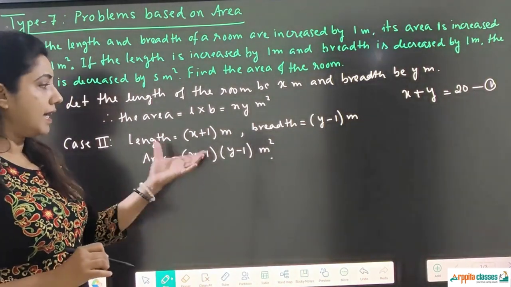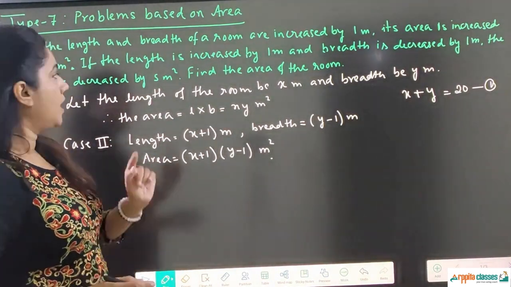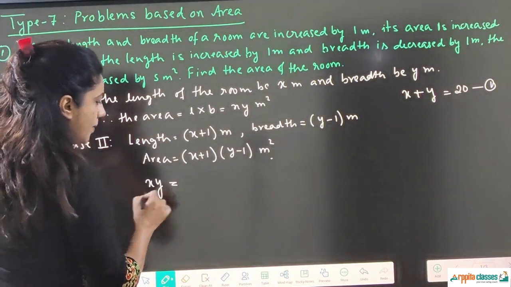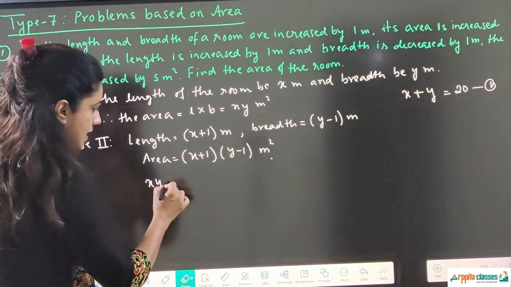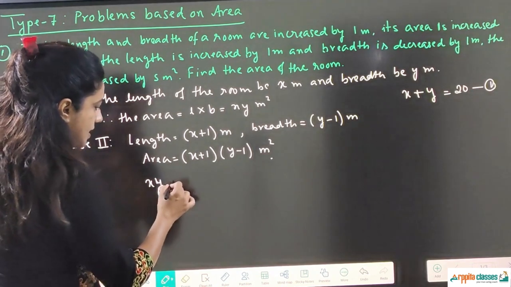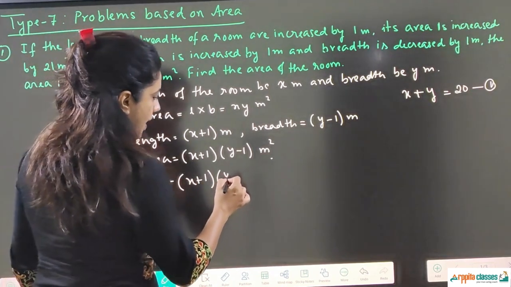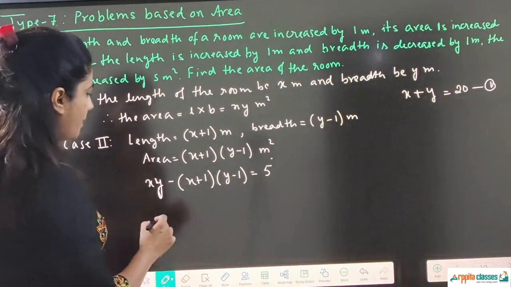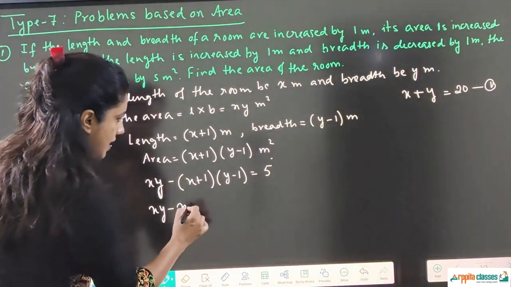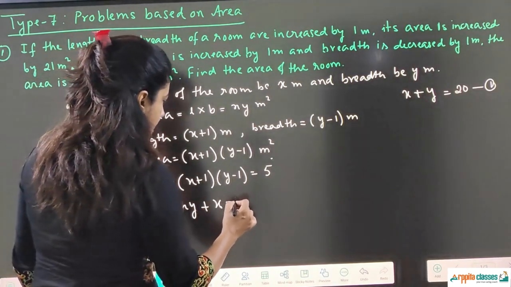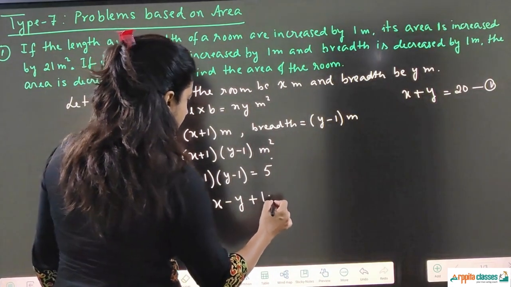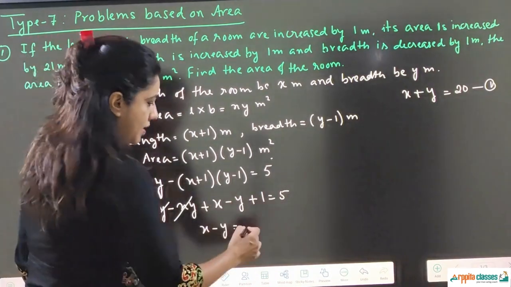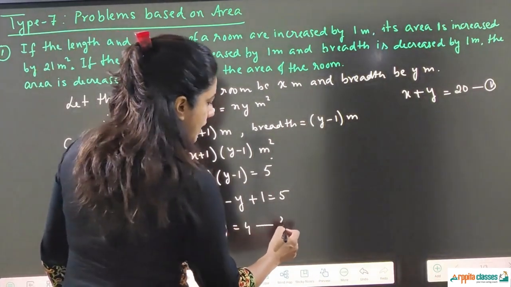And they are saying this area is now less than the original area. How much less? 5 meters square less. So first we'll write the more, that is xy, minus the less, is x plus 1 into y minus 1, and how much less it is? 5. Okay, this is 5 meters square more. So let us find out: xy minus xy plus x minus y and plus 1 is equal to 5. This gets cancelled. x minus y is equal to 5 minus 1, that is 4.